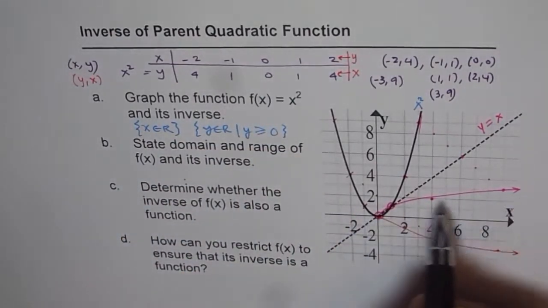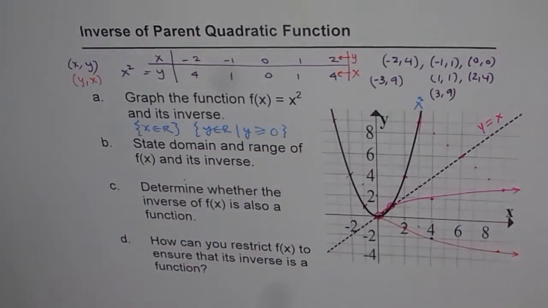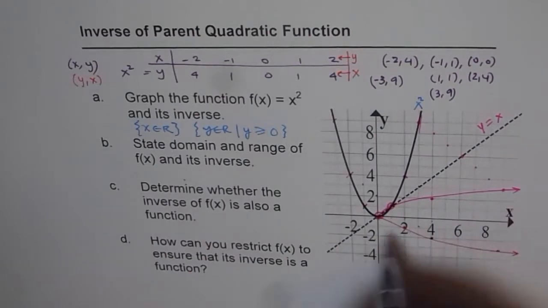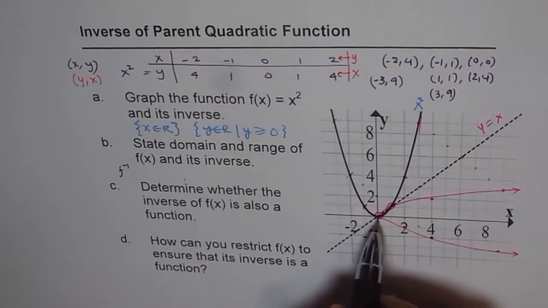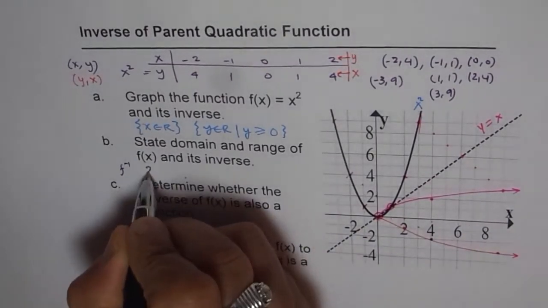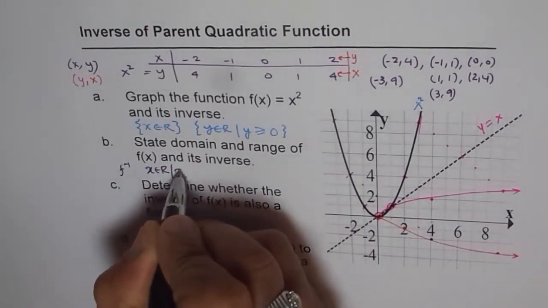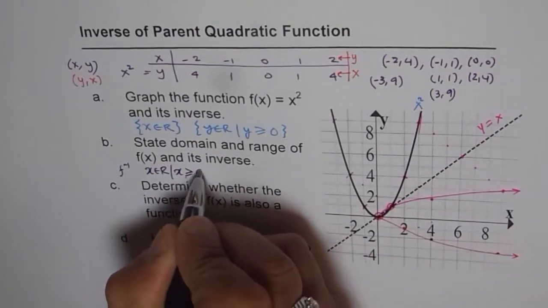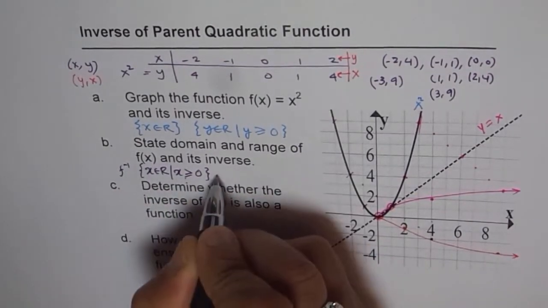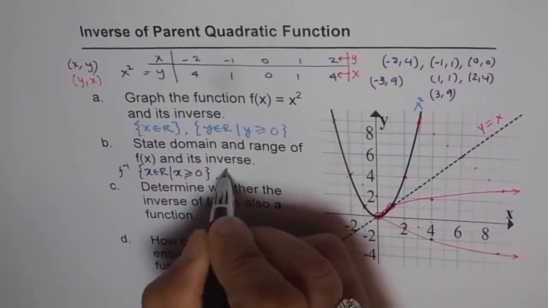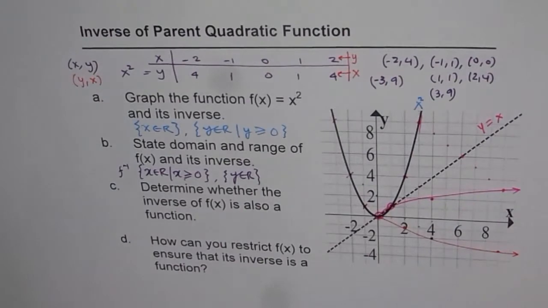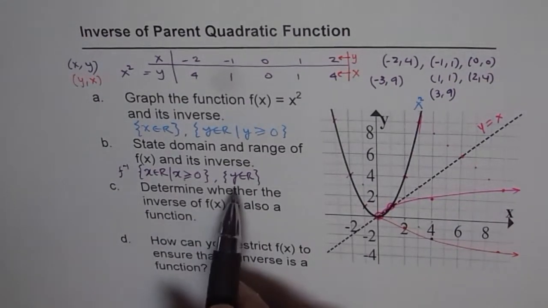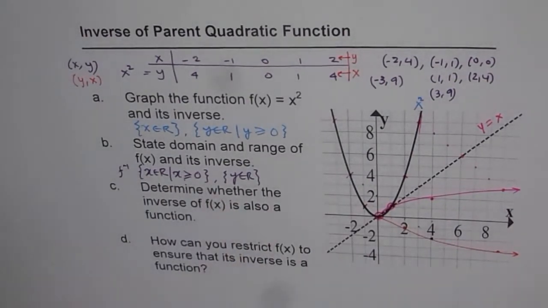Now if you see the graph, you can clearly see that the domain of your inverse function, that is f inverse, is really x greater than or equal to 0. So x belongs to real numbers, but x is restricted. It is only greater than or equal to 0. As far as range is concerned, you'll find that y belongs to real numbers is the range, since y can have any value.